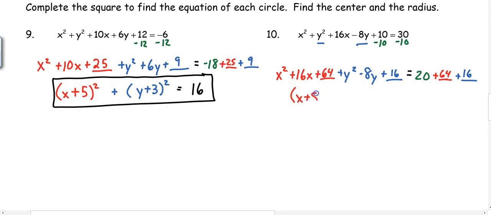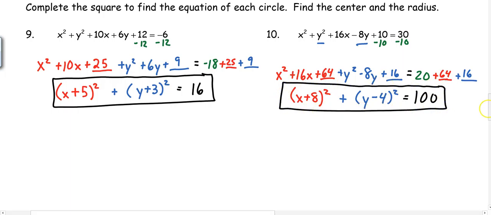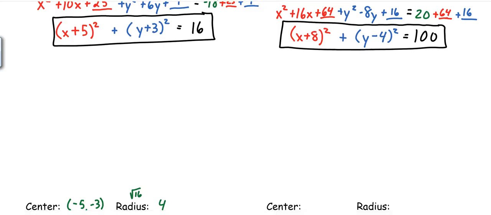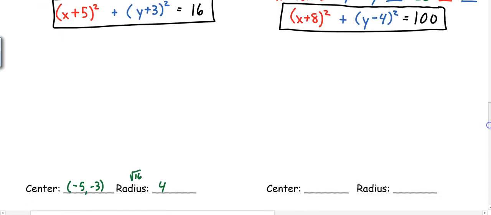So I can say x plus 8 squared plus y minus 4 squared equals, and when I add 20 plus 64 plus 16, I get 100. So now I can use this equation to identify the center and the radius. So in this case, my center would be -8, 4, because I need to take the opposite signs of those numbers. And my radius is the square root of 100, which is 10.